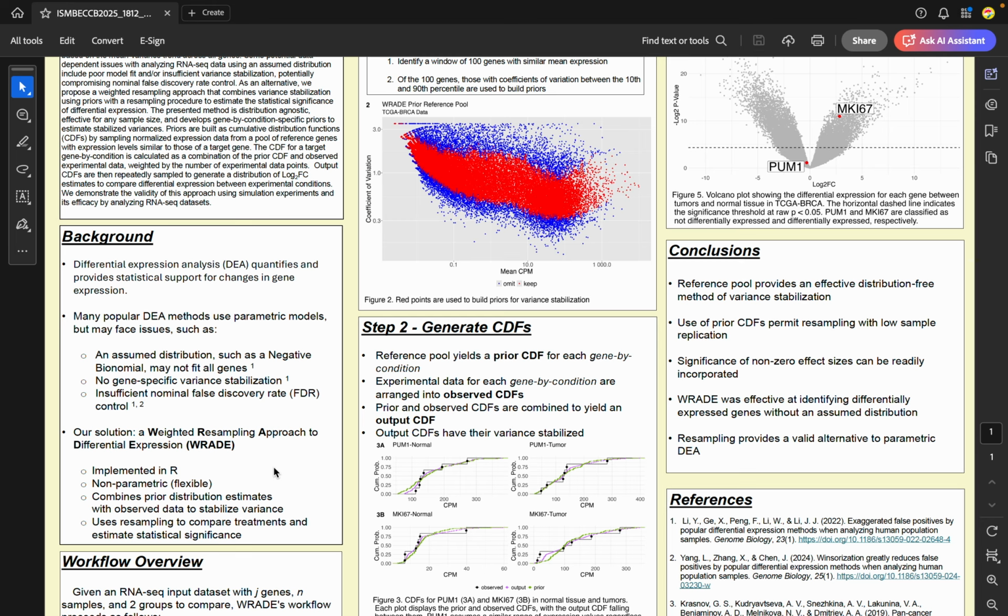The McConkey lab at UWaterloo has developed a potential solution to these issues, RAID. RAID, or a weighted resampling approach to differential expression, is an R package that implements a non-parametric algorithm for DEA. More specifically, it combines observed gene data with informative priors to stabilize the variance of individual genes and uses resampling to compare treatments and assess statistical significance.